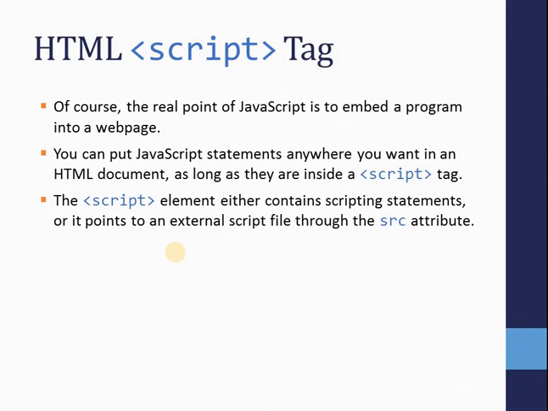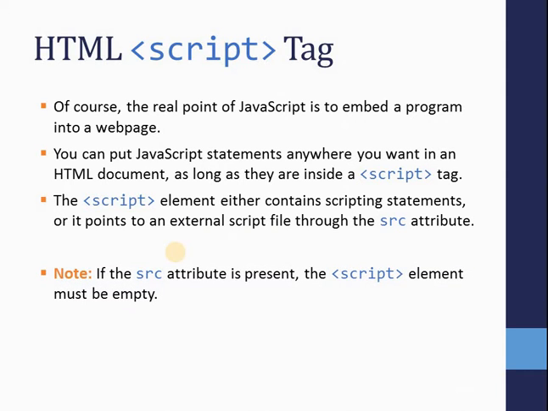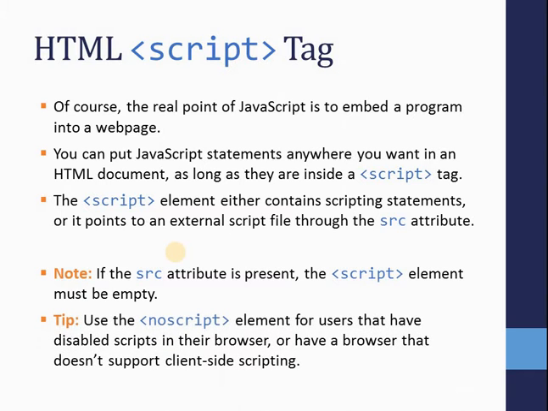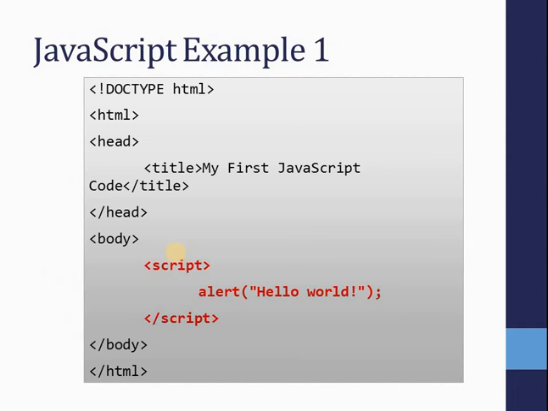The script element either contains the scripting statements or it points to an external script file through the source attribute. That means we can also integrate an external JavaScript file into our HTML document. But if you are using an external JavaScript file, then there is only one attribute, that is source, and your script element is empty. You can use the noscript element for users that have disabled scripts in their browser or a browser that doesn't support client-side scripting. Okay, so now let's see the first example.